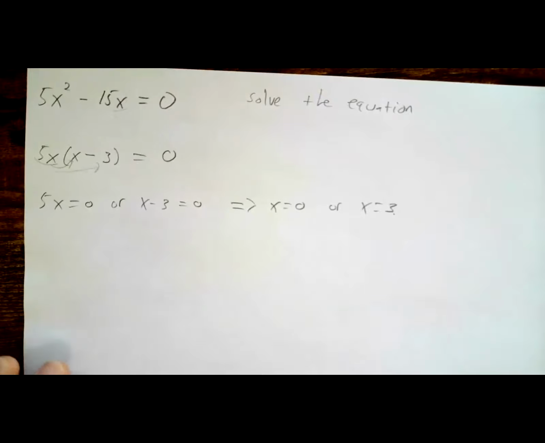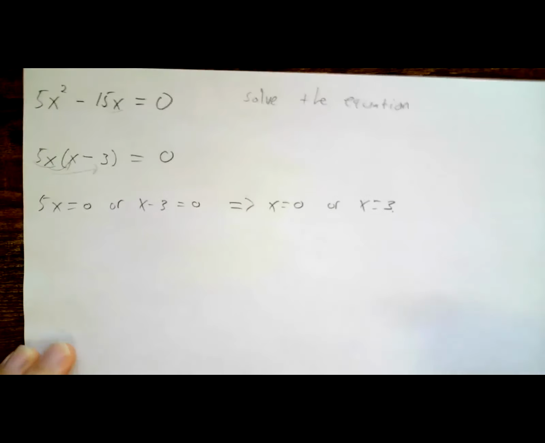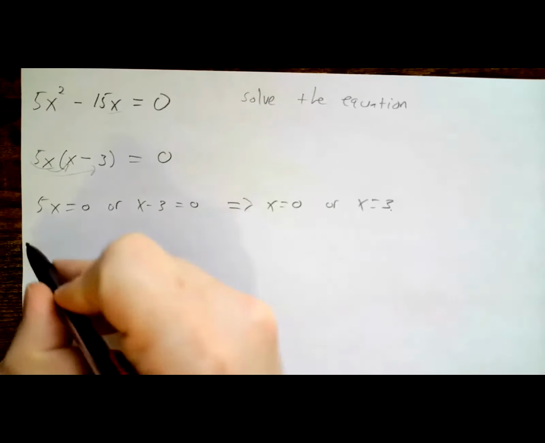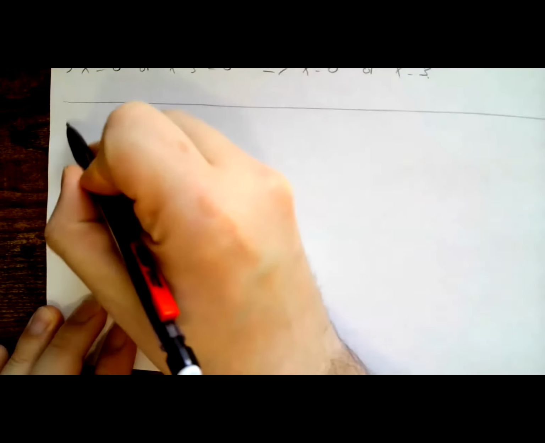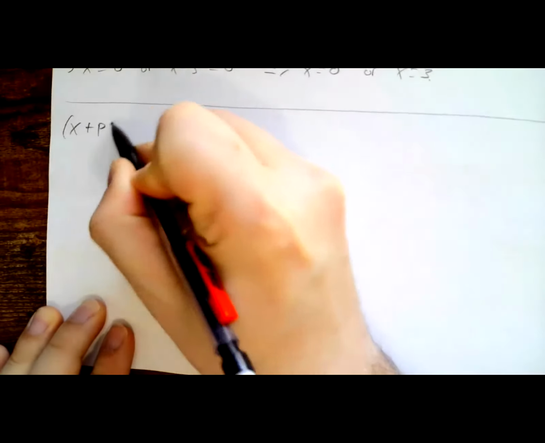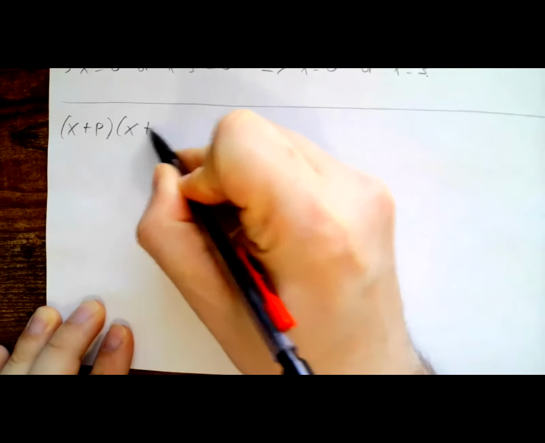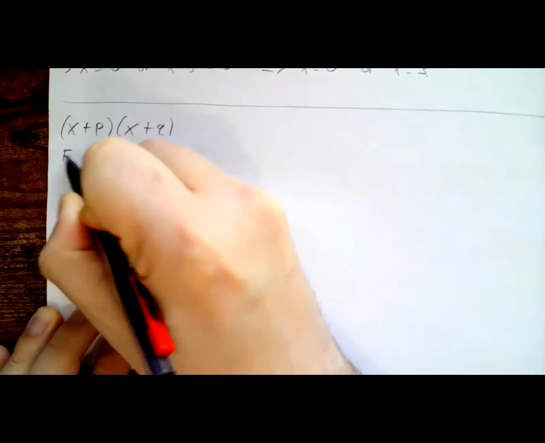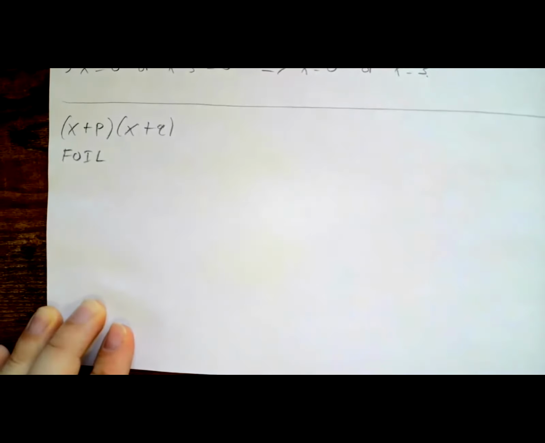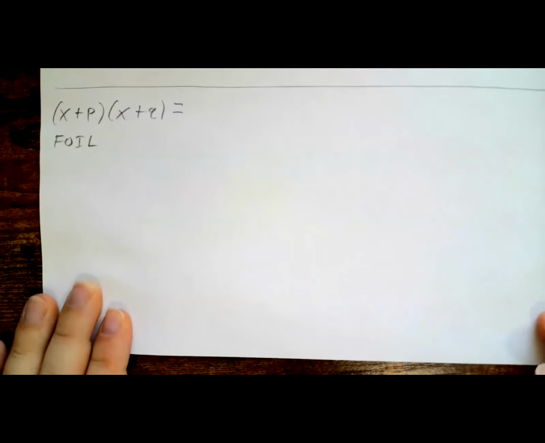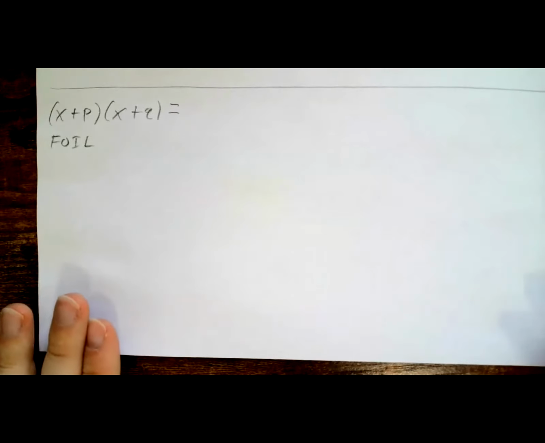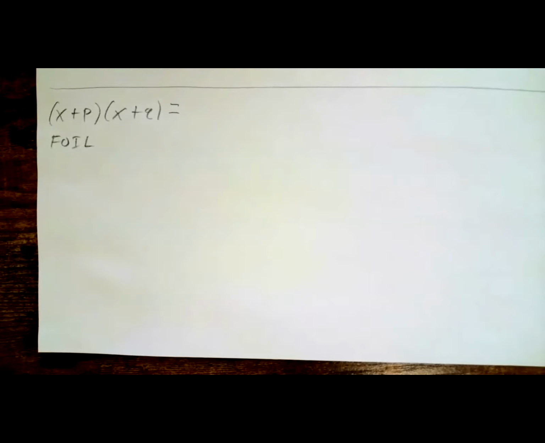In order to bring us into what we're going to do this time, I'm going to start off with another practice problem. So I'm going to say, please take x plus p times x plus q. Please use the FOIL method to multiply this out. So I'll give you a moment to do that, and then we'll discuss and go forward.